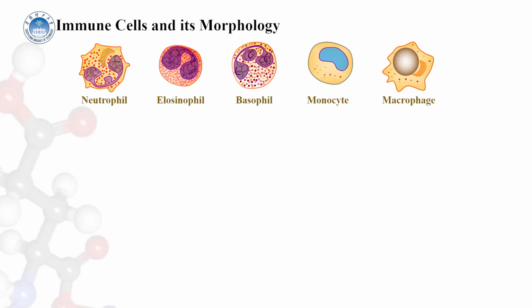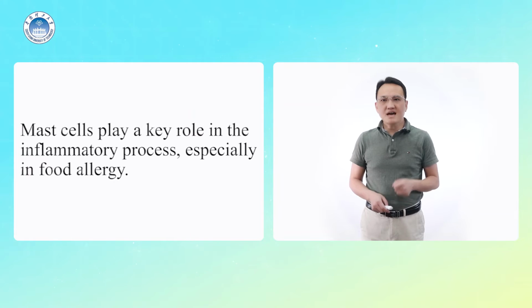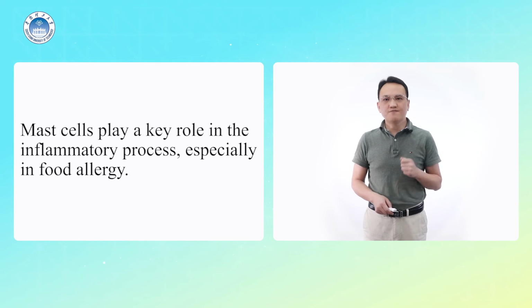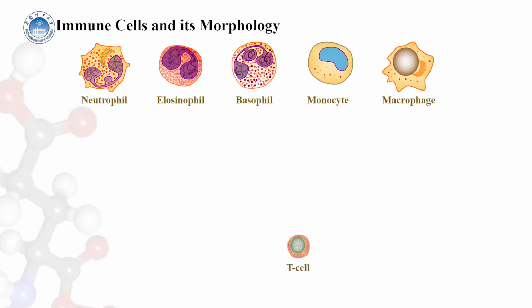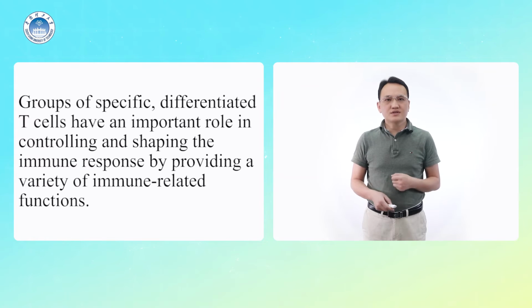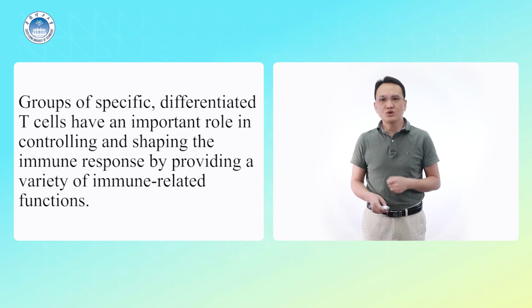A mast cell is a migrant cell of connective tissue that contains many granules rich in histamine and heparin. Mast cells play a key role in the inflammatory process, especially in food allergy. A T cell is a type of lymphocyte which develops in the thymus gland and plays essential roles in the immune response. Groups of specific differentiated T cells have an important role in controlling and shaping the immune response.